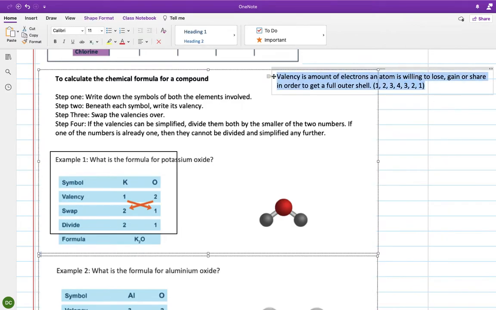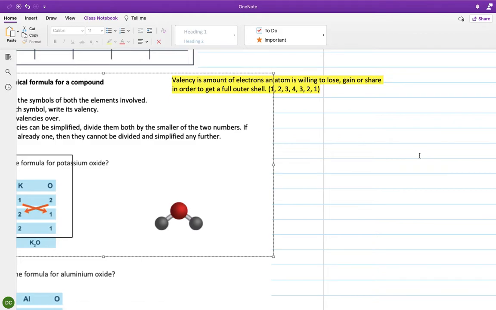But first I need to tell you what valency is. I'm just going to try and highlight this. Does that work? Okay. So valency is the amount of electrons an atom is willing to lose, gain, or share in order to get a full outer shell. Okay? Now, this is how valency works. When you go across the periodic table, valency is 1, 2, 3, 4, 3, 2, 1.